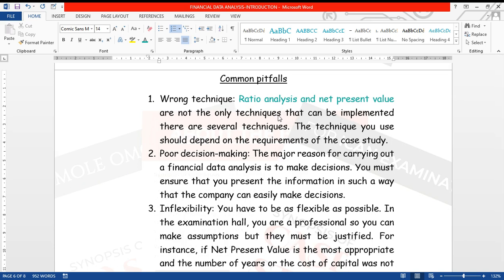Like I just explained earlier, we have cost volume profit analysis, we have valuation methods, we have payback, so many that can be implemented. And the technique you use should depend on the requirement of the case study. Don't say, oh, I know ratio analysis best, that's what I want to apply. Or I know net present value best, that's what I want to apply.